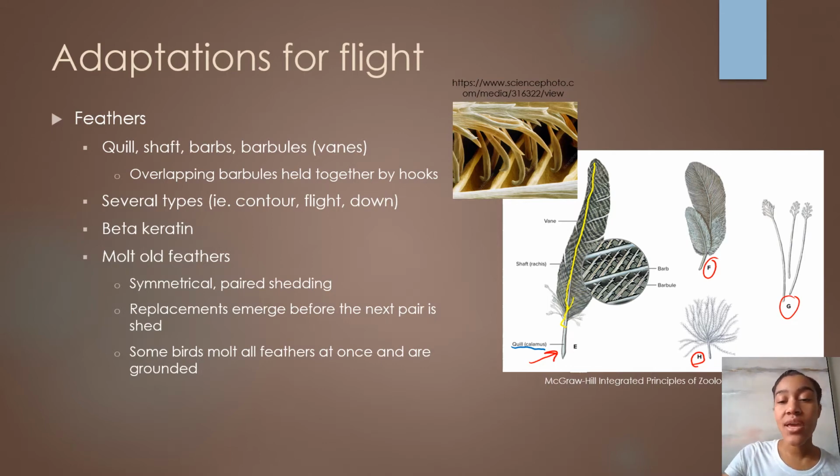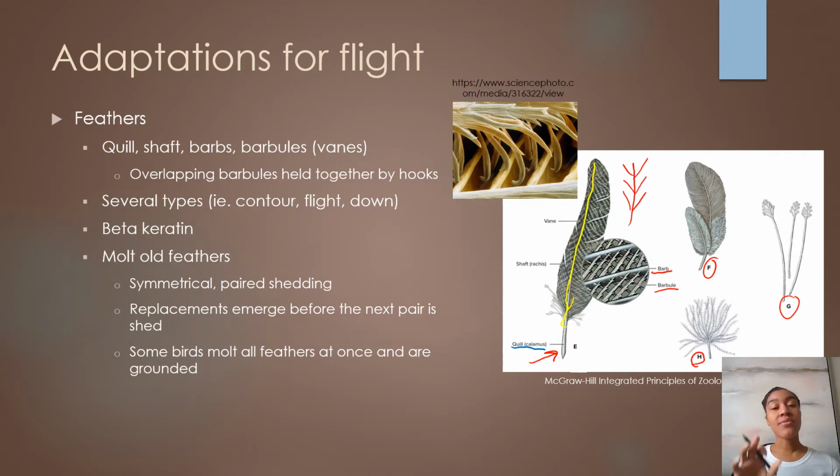And so what it looks like, that you can't really see in this picture, is almost like here's the shaft, and then the barbs extend off of the shaft laterally. And the barbs are also shown in this picture here. And then off of the barbs extending laterally, you have these structures called barbules. And they're showing you the barbules in this picture as well.